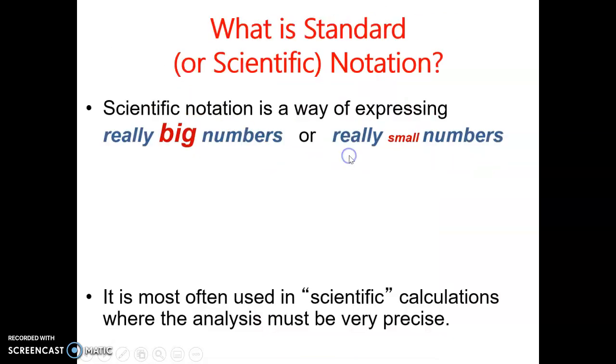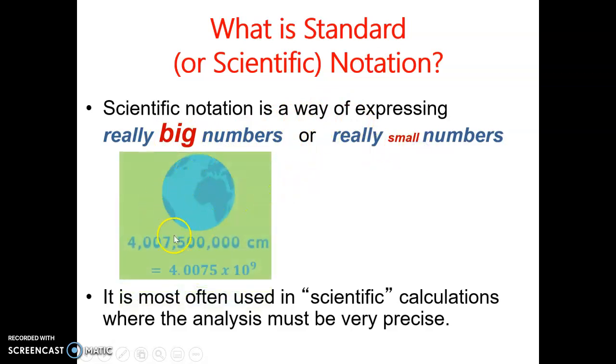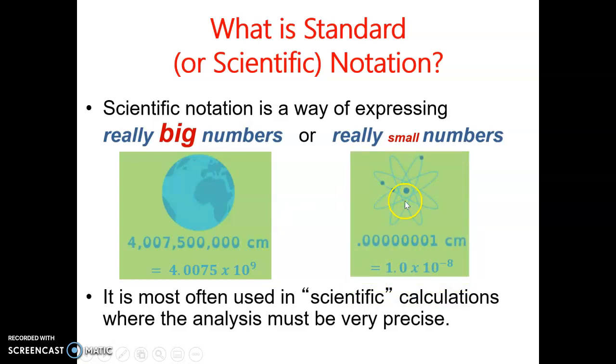That is scientific notation. So, what is standard or scientific notation? It is a way of expressing really big numbers or really small numbers. So again, really big numbers, another example is the circumference of planet Earth, which is this in centimeters, but it is this then in scientific notation, a little easier to work with. And a really small number, well, the circumference of an atom. And we can see that's a really small number. And that can also be expressed in scientific notation.